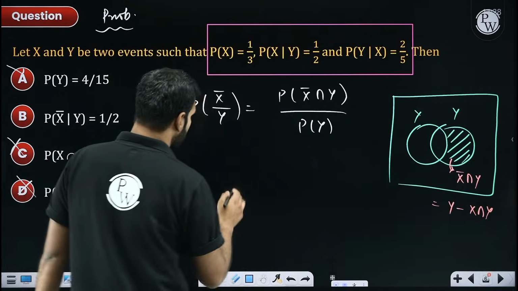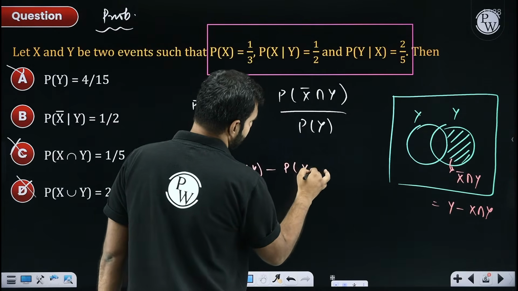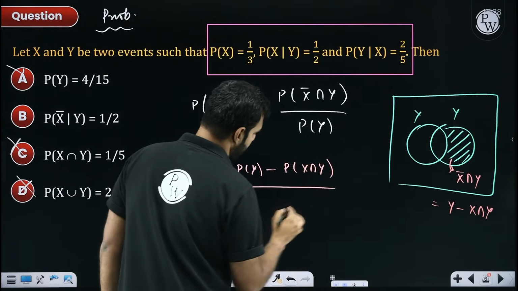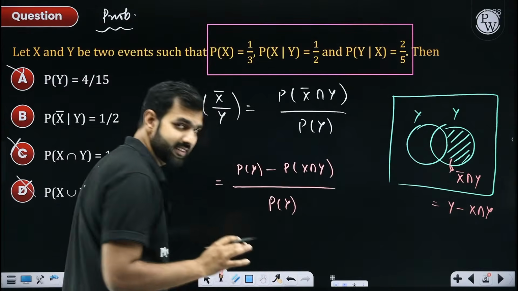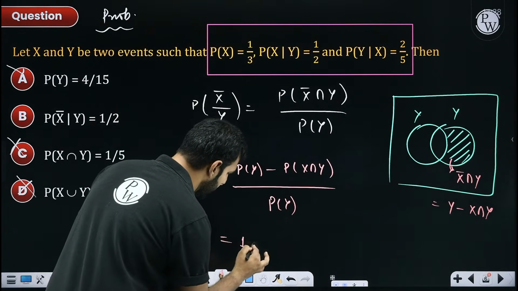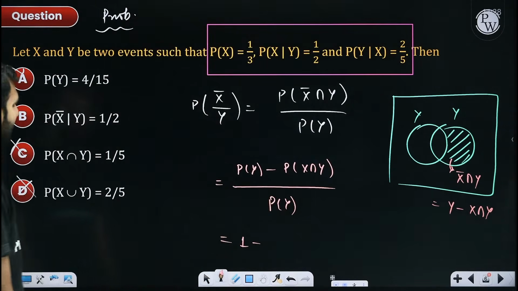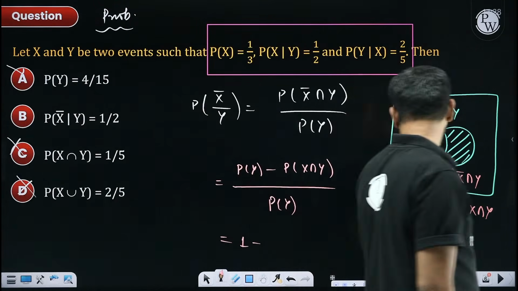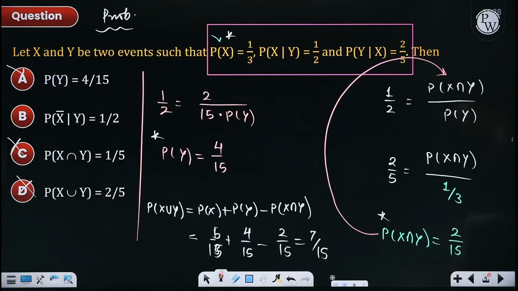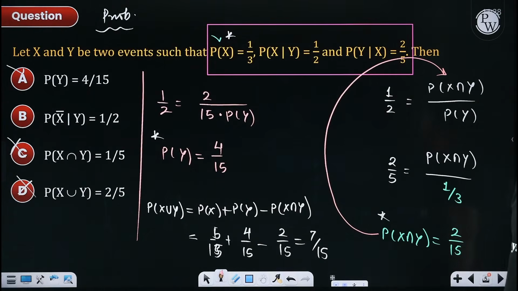So this particular numerator, I'll be writing as probability of y minus probability of x intersection y, divided by probability of y. Everybody understanding this comfortably, all the participants? Probability of y upon probability of y is 1 minus probability of x intersection y upon probability of y. I think we already had this value. Although if we do not have this, I'll put it directly. Probability of x intersection y upon probability of y, right? So x intersection y is 2 by 15. Although we were given this value, this is 1 by 2 technically. I hope you're getting it.